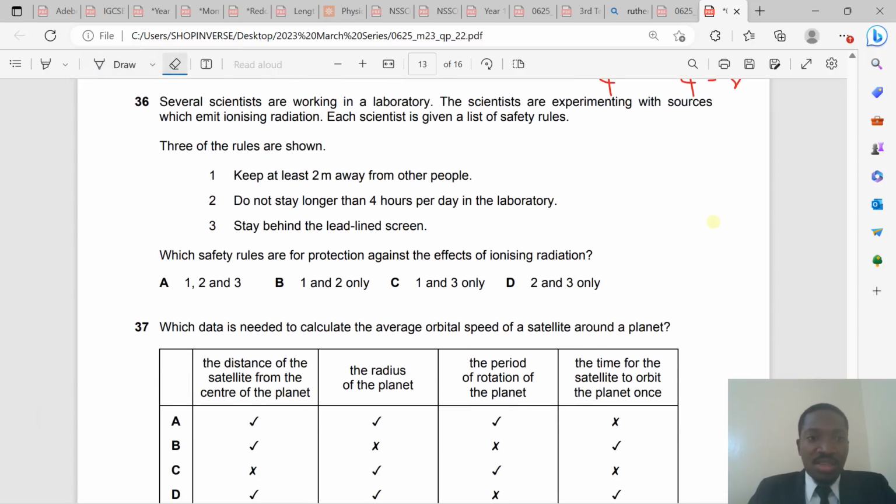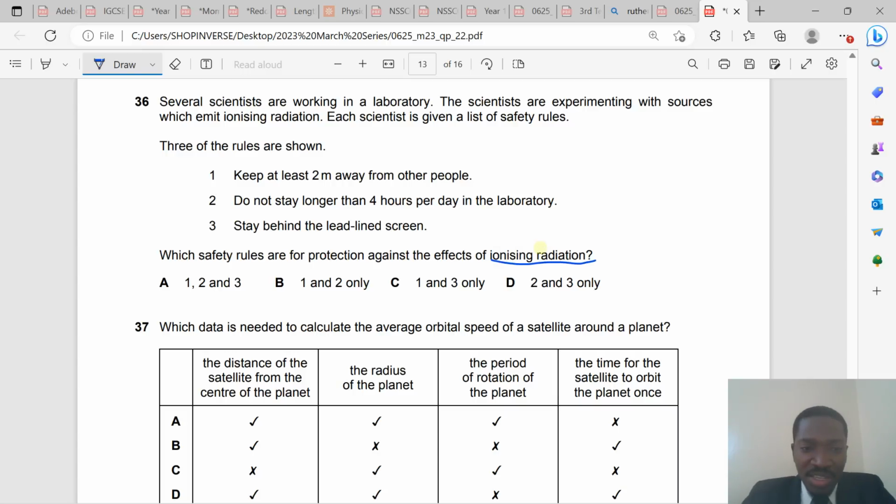36. Several scientists are working in a laboratory. The scientists are experimenting with sources which emit ionizing radiation. Each scientist is given a list of safety rules. 3 of the rules are shown. Number 1, keep at least 2 meters away from other people. Number 2, do not stay longer than 4 hours per day in the laboratory. Number 3, stay behind the lead-lined screen. Which safety rules are for protection against the effects of ionizing radiation?